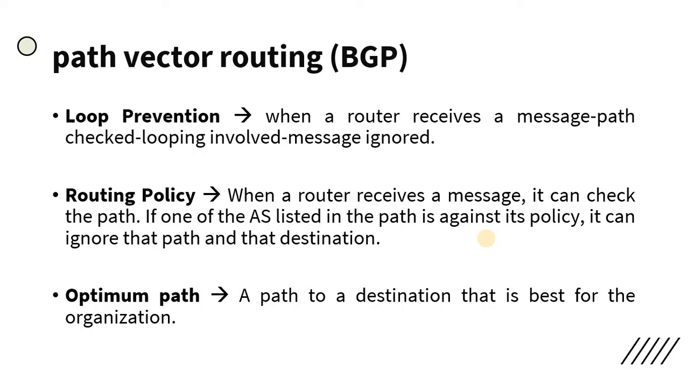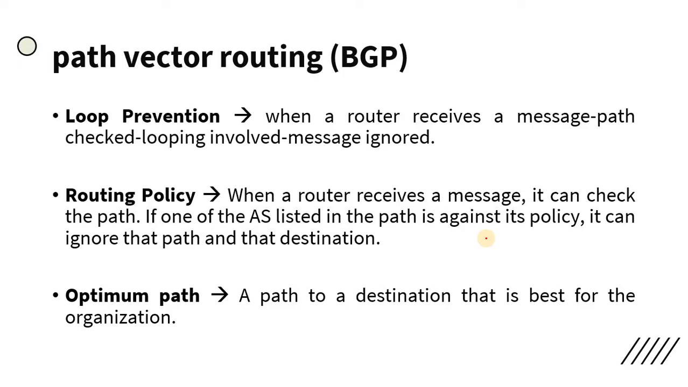Next is the routing policy. When a router receives a message, it can check the path. If one of the autonomous systems listed in the path is against its policy, it can ignore the path and the path destination. When an autonomous system receives a path that is against its policy, where the policy is already defined by the algorithm, by checking this it can ignore the path and that destination. So that is how routing policies work.